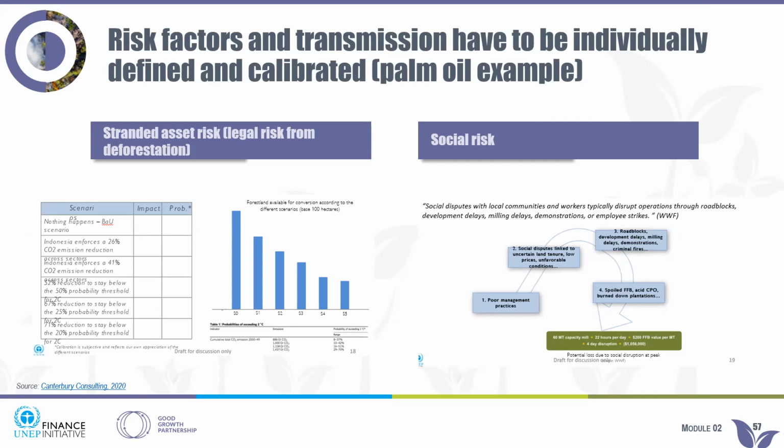For social risk, it's another approach, which is more based on a causal chain of interlinked relationship or interlinked actions and consequences. And we have, for instance, tried to impact those various steps, connecting the social hazards, which in this case was the application of poor management practices, to direct business losses in the form of spoiled fruit bunches, acidic CPO, and at the very extreme, the possibility of burn down plantations as a result of social disputes and social unrest. Next slide, please.